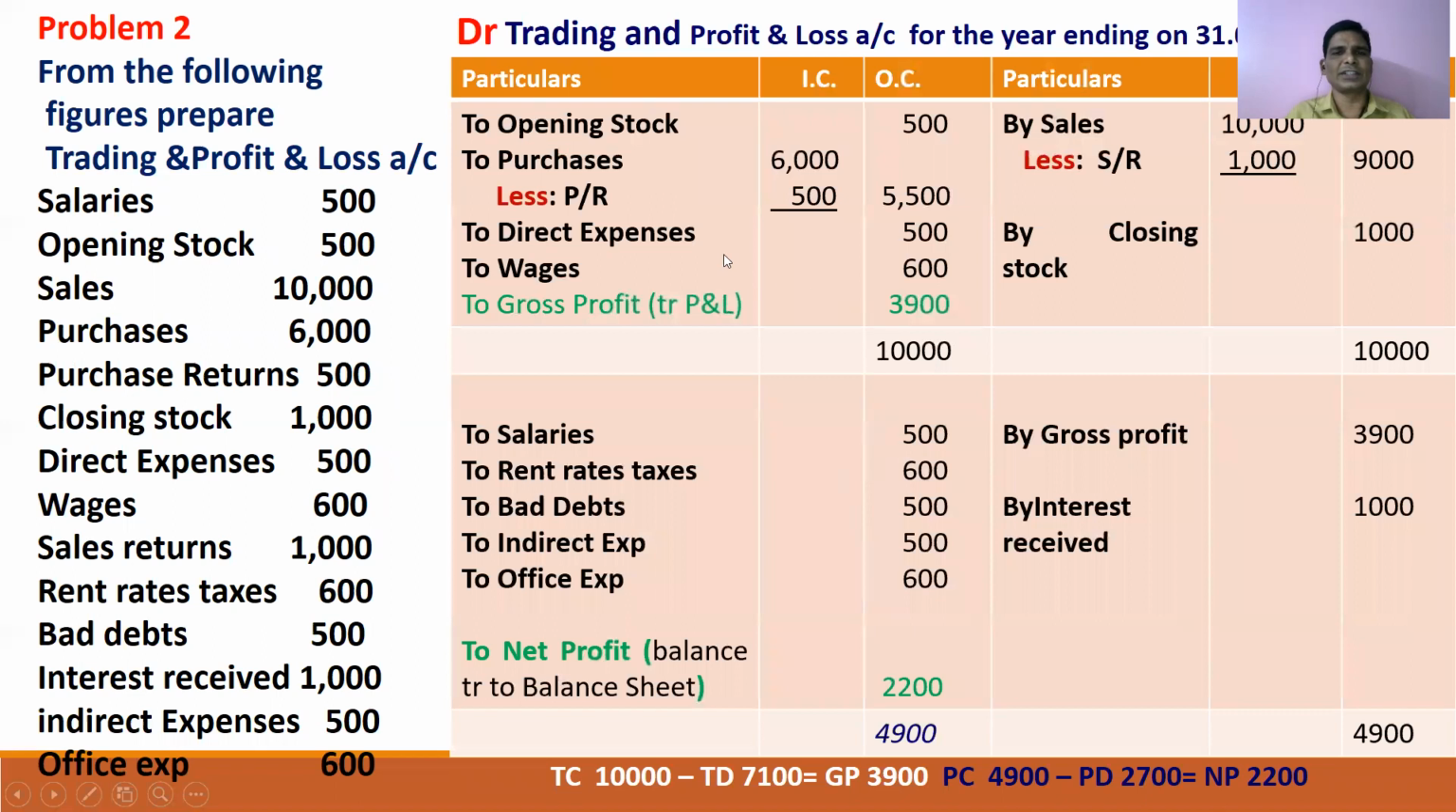So there are 4 sections. This is the TD, trading account debit side. This is the TC, trading account credit side. This is PD, profit and loss account debit side. This is PC, profit and loss account credit side.